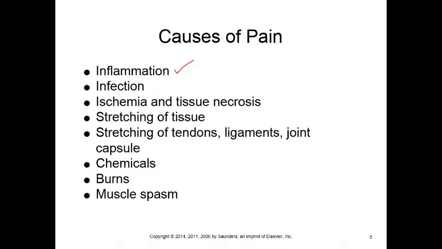Infection, which is different from inflammation. Inflammation is those four characteristics. Infection means there is some kind of microorganism or some kind of organism that is growing and living inside the body. So you might have a bacteria like streptococcus or staph, or it might be a tapeworm, and both of those can cause pain in different areas.